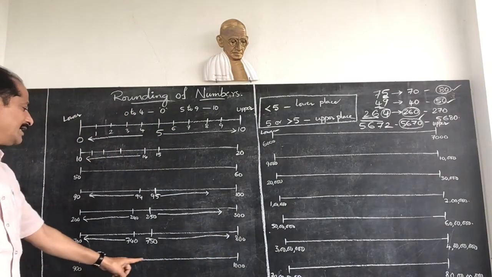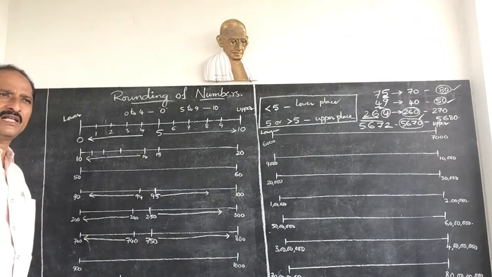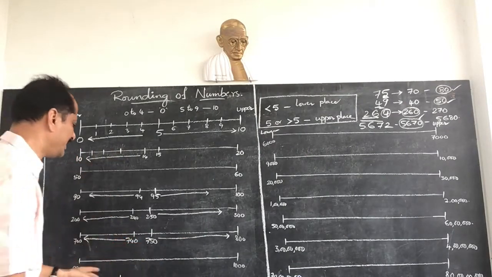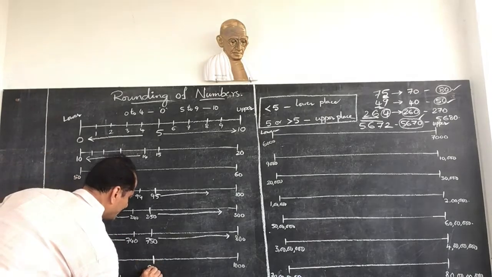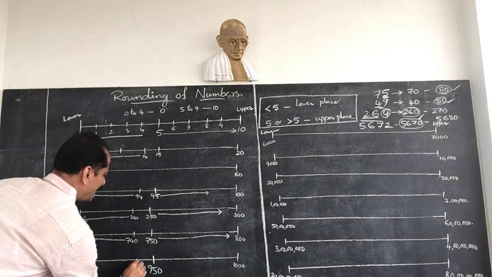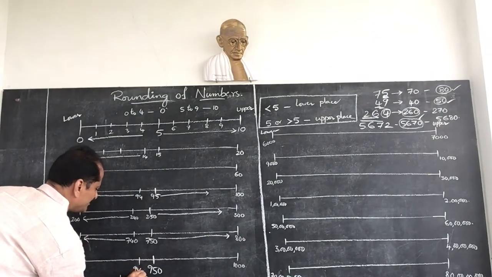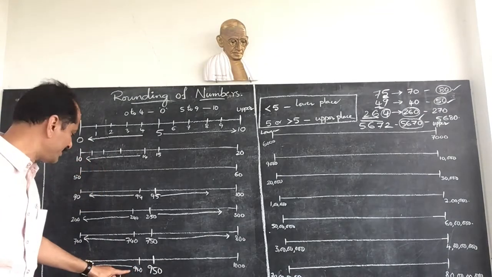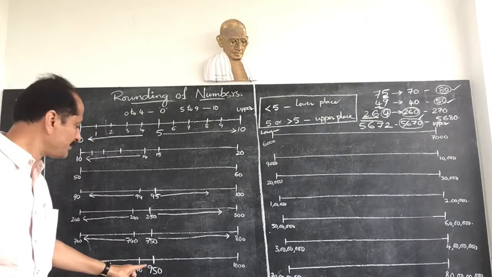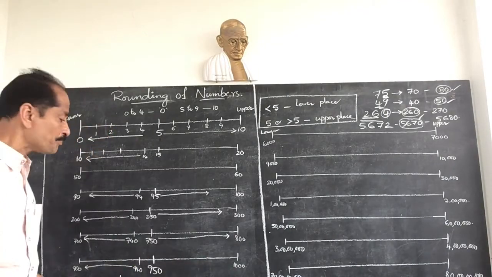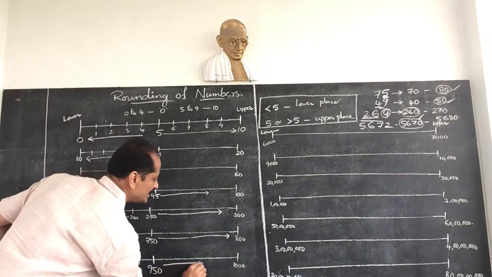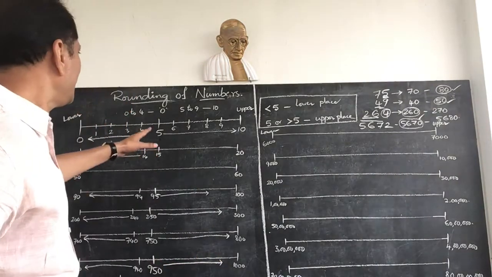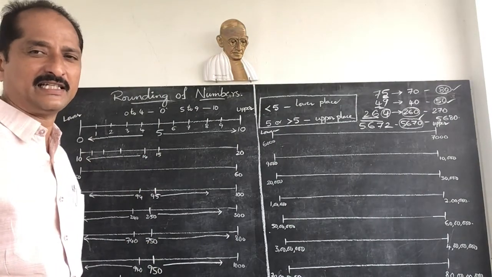Now here see, 900 to 1000. That means half of 100 numbers are there. Half of 100 is 50, that means 950. The numbers from 900 to 940 are nearer to 900, so they should be rounded to 900. And the numbers from 950 to 1000 are nearer to 1000, so all these could be rounded to 1000. So in this way, we can round off the numbers in the tens place.